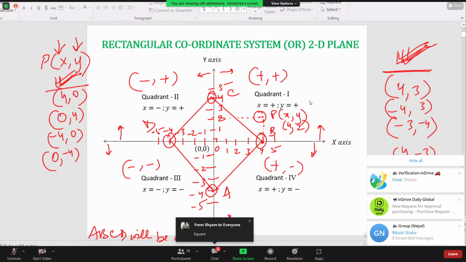Exactly, it will form out a square. So ABCD out here will be a square. Area of the square is side square. So what will be the area of this ABCD as the square?